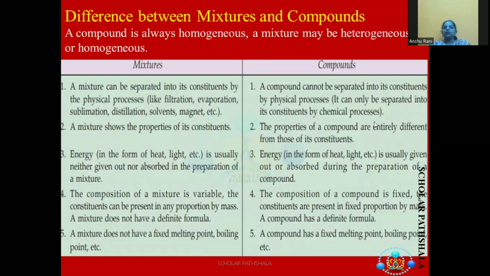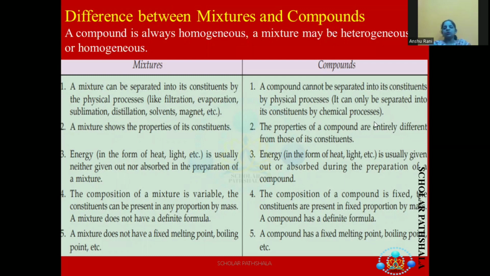So we are having difference between mixture and compound. Mixture is formed when two or more constituents are combined in any ratio and they are just mixed physically. But in compound formation, two or more substances are mixed by chemical process. Constituents of mixture can be separated by simple physical methods, and constituents of compounds can't be separated by simple physical methods.